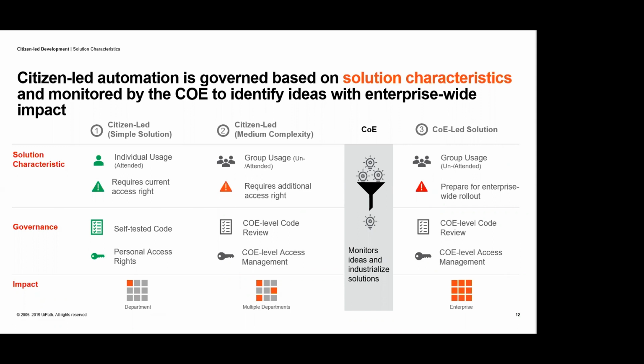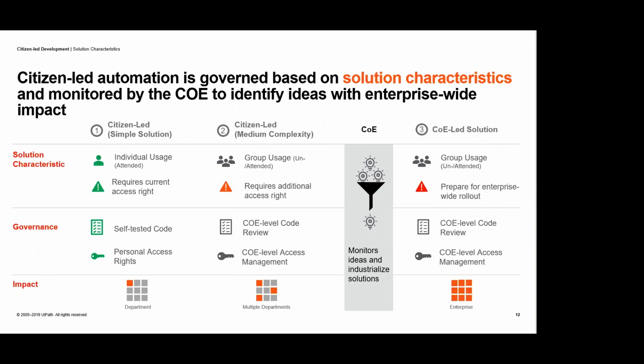Citizen-led automation is governed based on solution characteristics and monitored by the COE to identify ideas with enterprise-wide impact. There are 2 types of citizen-led automations with different characteristics. On the left, we have those that people build for themselves, for self-use only. Solution characteristics are individual usage and required current access right. We'll go into more details on access and governance in later slides, but high level here, the code would go through self-testing and maybe automated testing set up by the COE through Workflow Analyzer. And obviously, impact will be low as it'd be for that one user only.